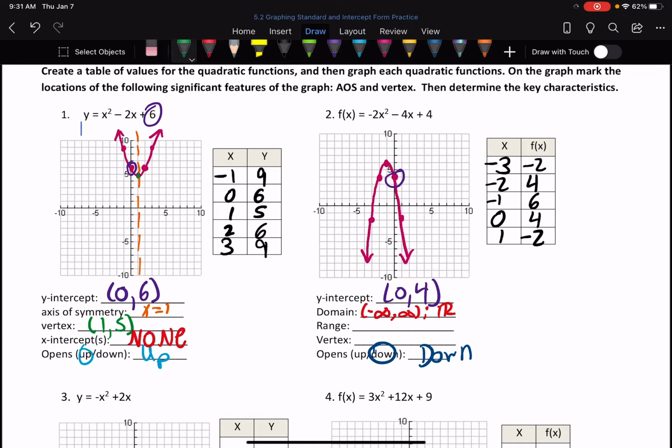And then our range is going to deal with our vertex. So first off, our vertex in this case is our maximum point. So our maximum point is at -1, 6. So I know my highest point for our range is going to be at +6, and it's going to include that value. So our parabola's range is going to be from negative infinity to +6. And make sure you do that as closed brackets. You can also put this as inequality form and say that y is less than or equal to 6.